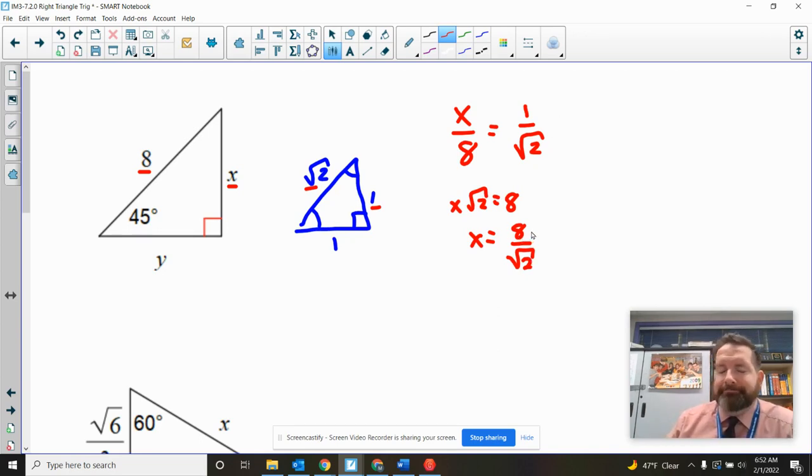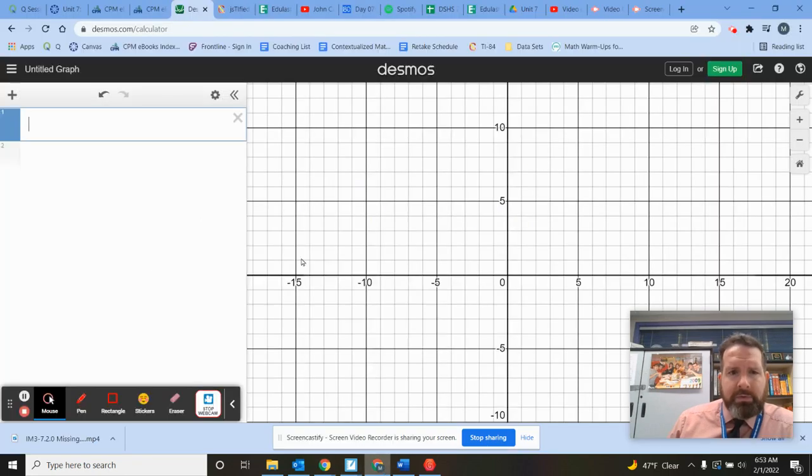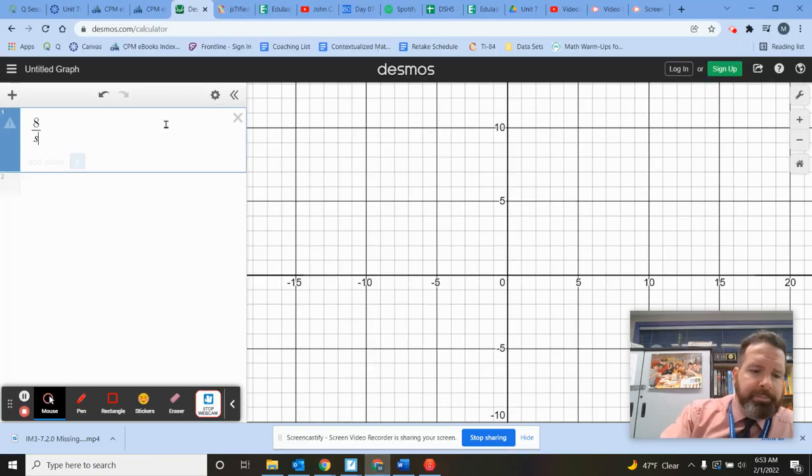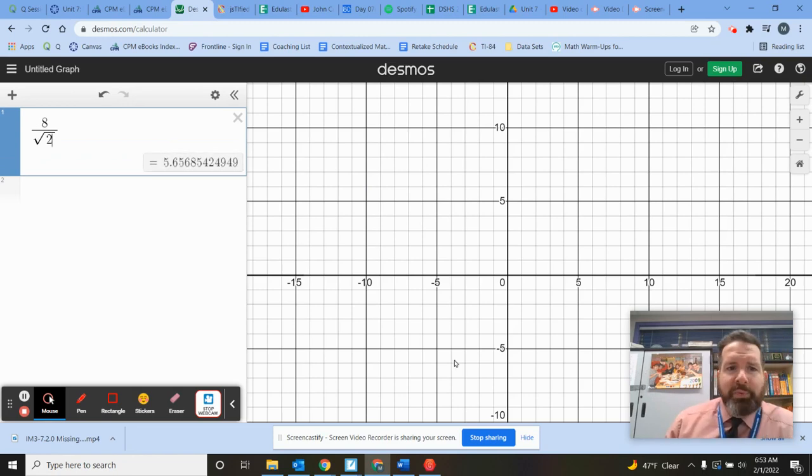This is unrationalized. This, however, is not how the answer will look on the answer key. For a long time, it was important not to have square roots in denominators, and so that's a process that's kind of carried forward. The answer that shows up on the answer key is equivalent to this. So real quick, I'm going to pull up a calculator just so we can see that 8 divided by square root of 2 as a decimal. Okay, it's about 5.656.